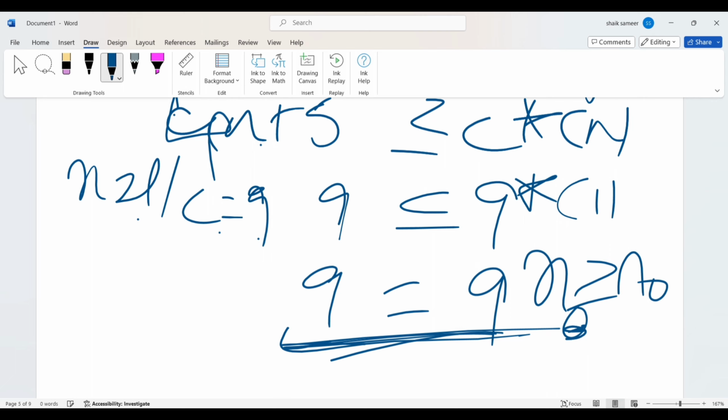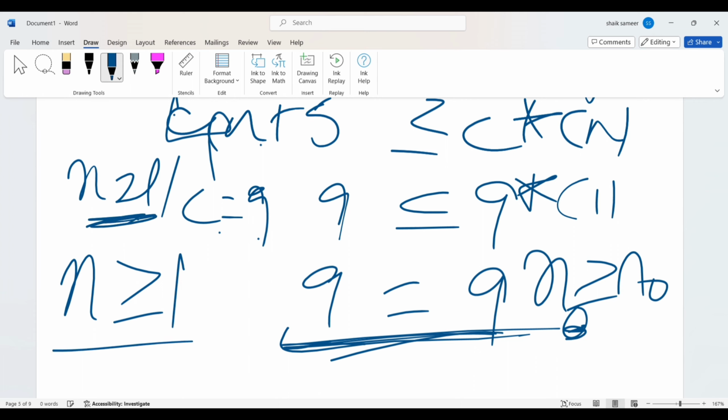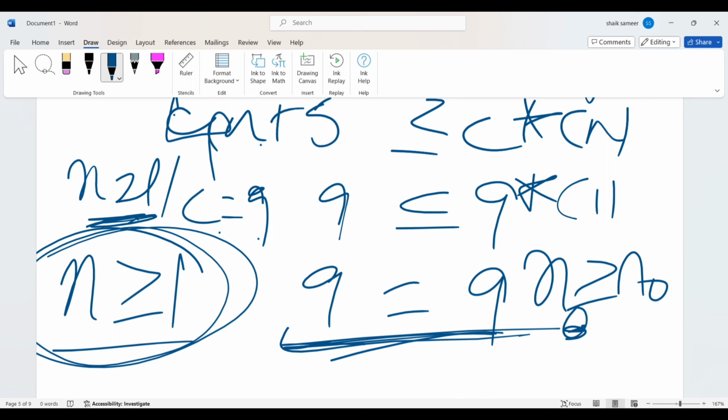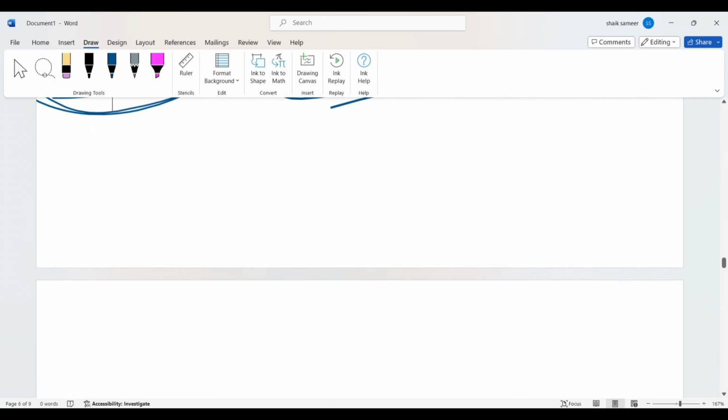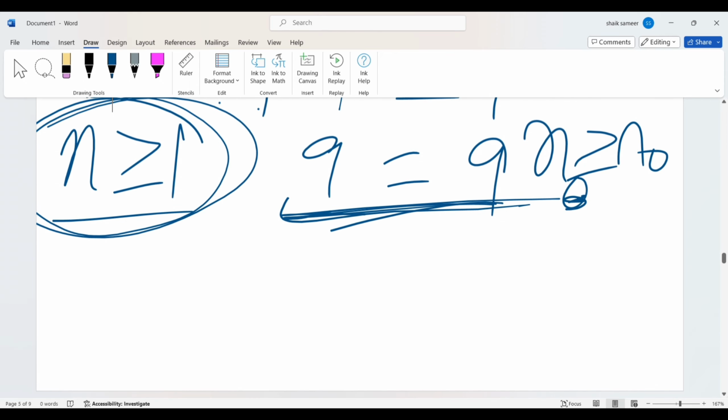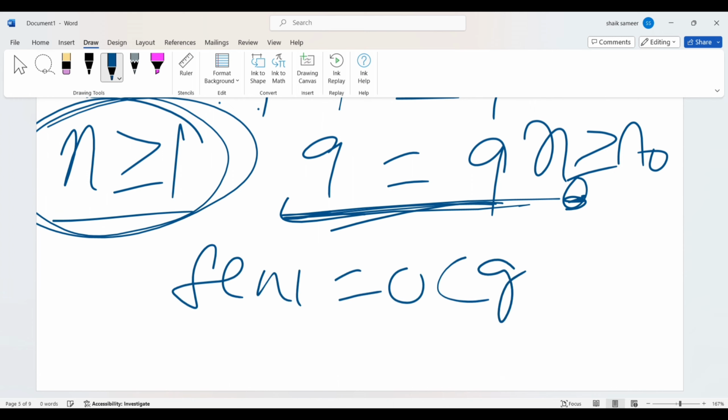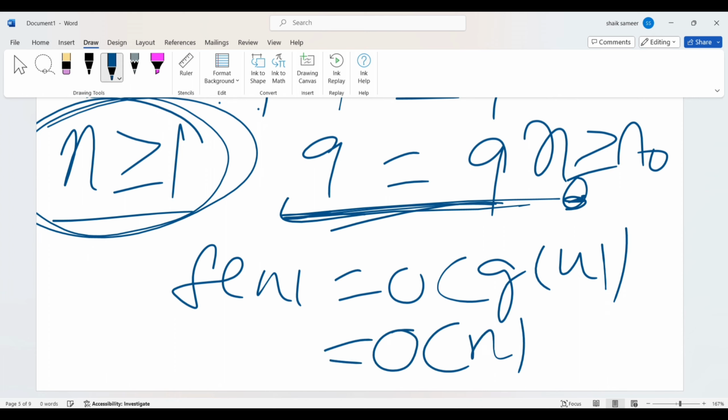Okay, so n value greater than or equal to 1, because I substituted n naught equal to 1 here. So n value becomes n greater than or equal to 1. Understand how I got the n naught value here. So this condition becomes true. So the final answer becomes f of n equals big O of g of n. In the place of g of n, you have taken n. So the answer is big O of n.